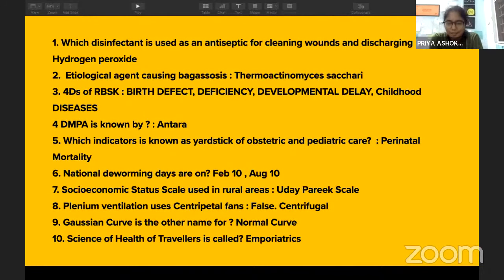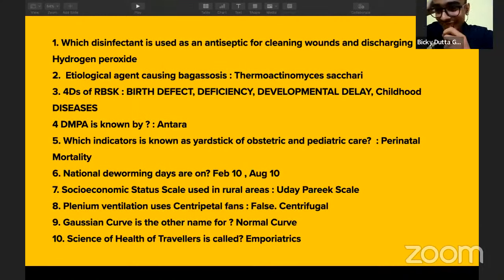Okay. See, socioeconomic status, you told BG Prasad. BG Prasad is something you can use for both urban and rural. I was looking for something in rural. But for rural, we can use BG Prasad only. We use Kuppuswamy for urban. Then I ask you, what is Udai Pareek? You didn't specify. Udai Pareek scale considers the amount of land owned and stuff, which is a very good indicator for the rural area. I only mentioned rural, I did not say urban and rural. So I won't give you points there.